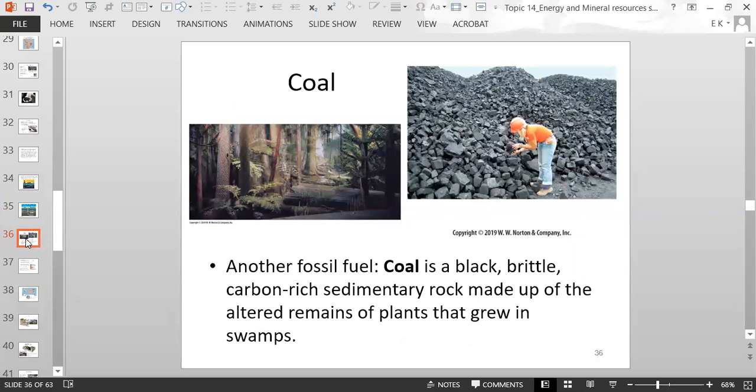Then we have coal, which is another fossil fuel. Coal is a black, brittle, carbon-rich sedimentary rock made up of the altered remains of plants that grew in swamps millions of years ago. Okay, so this is an artist rendition of a coal swamp. This is most likely from the Carboniferous period, millions of years ago. This is a pile of coal.